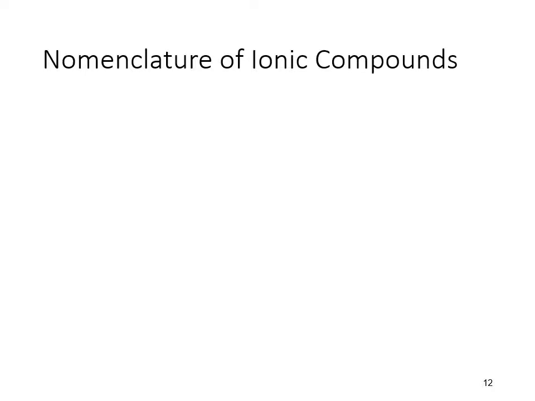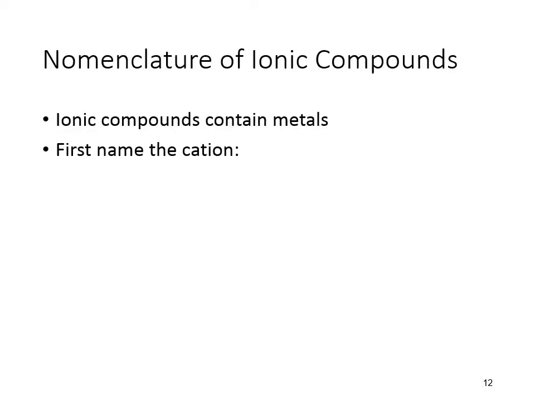So naming ionic compounds, first of all, remember ionic compounds contain metals. You have a metal, you have a nonmetal. You might also have either the cation or anion as a polyatomic ion. For naming the cations, usually a metal, you're simply going to name the metal. If it's sodium, call it sodium. If it's barium, call it barium.